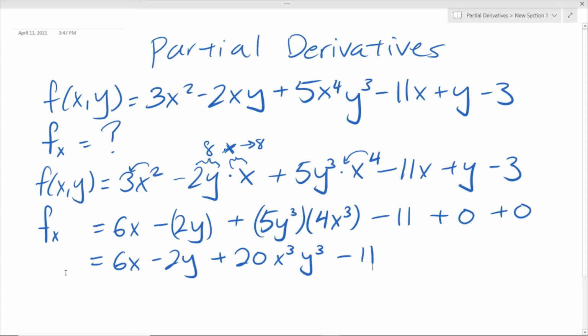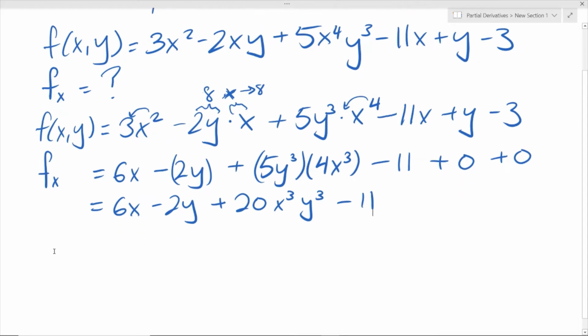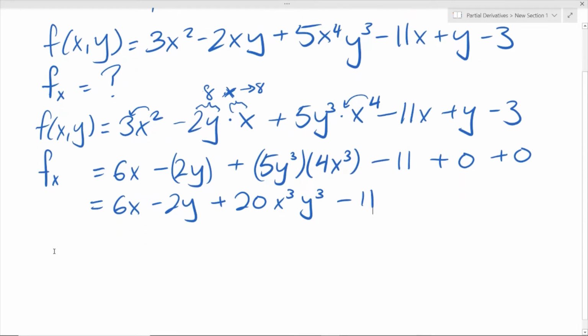So there it is. We differentiate this function partially with respect to x. Now, with respect to y, it's a very similar concept, and we treat the y as the variable and the x as the constant. So in this case, we have 3x squared, right? And negative 2xy. Well, this is going to be a constant, okay? 3x squared is basically a constant.